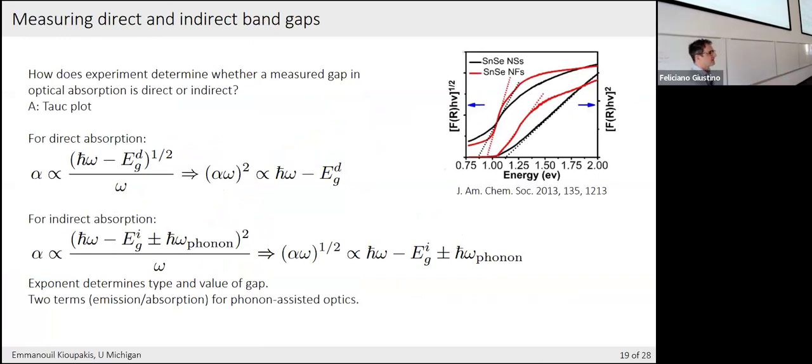Unfortunately, experimental data are never that clear. You don't see this sharp step onset. What they see are curves like this, right? So how do you find the bandgap in this situation? The answer is you do a so-called Tauc plot analysis.